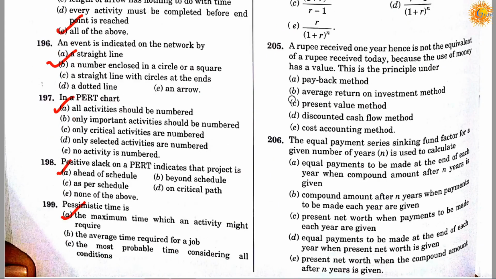Question number 205. A rupee received 1 year hence is not the equivalent of a rupee received today because the use of money has a value. This is the principle under: option A, payback method; option B, average return on investment method; option C, present value method; option D, discounted cash flow method; option E, cost accounting method. Correct answer is C. It means a rupee received 1 year hence is not the equivalent of a rupee received today because the use of money has a value. This is the principle under the present value method.